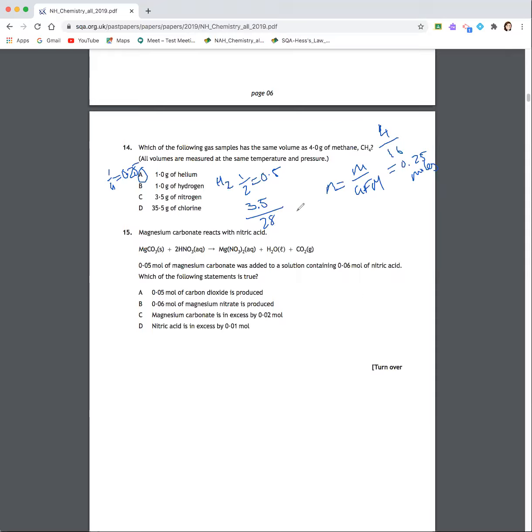So it would give you 0.125. So that's not the answer either. And then chlorine is also diatomic, so that would be 35.5 over 71, so chlorine is 35.5, which means that you've got, again, 0.5 moles. Okay, so the same moles will occupy the same volume, so because you've got 0.25 moles of methane, and you've got 0.25 moles of helium, they would occupy the same volume at the same temperature and pressure.